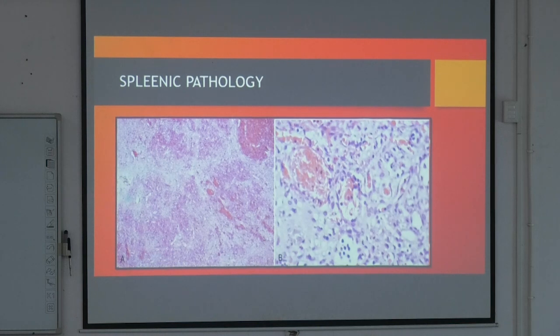Splenic pathology, this is a histopathological picture: dilatation of sinusoids, inflammation, hemorrhage within the splenic pulp. The left hand side of the picture is the scanner view or the low power view with a higher, broader field of vision, and the right hand side is high power.